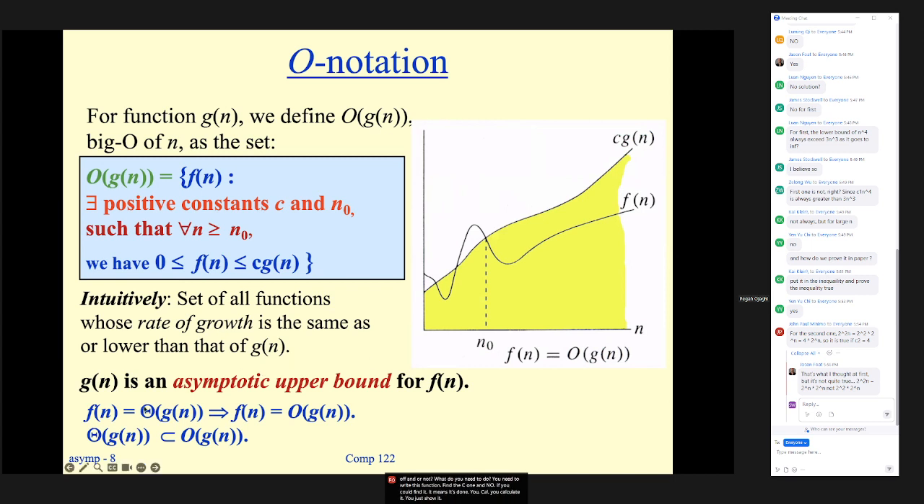And if I tell you this function is theta of g of n, you can say, oh, this is big O of g of n too. That's one of the most important things.